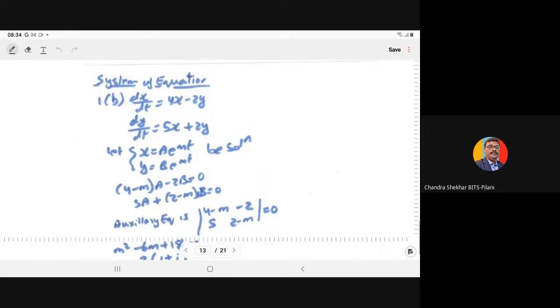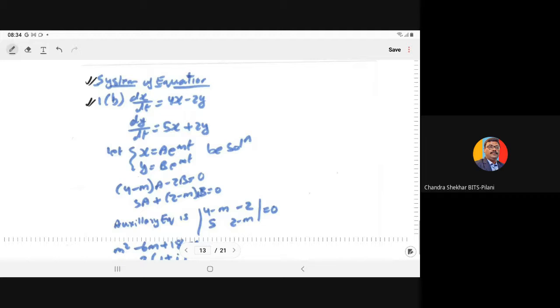Now if we have a system of equations for which the auxiliary equation has complex roots, then how to solve? For that we have chosen this question: dx by dt is equal to 4x minus 2y, dy by dt is equal to 5x plus 2y. So this is a system of first order differential equations with constant coefficients.